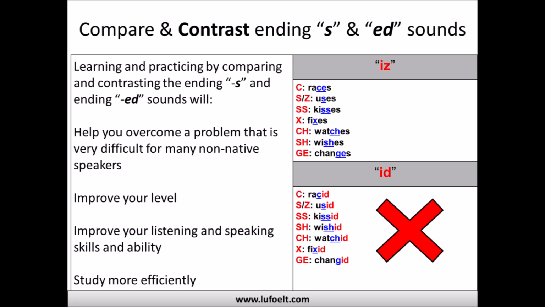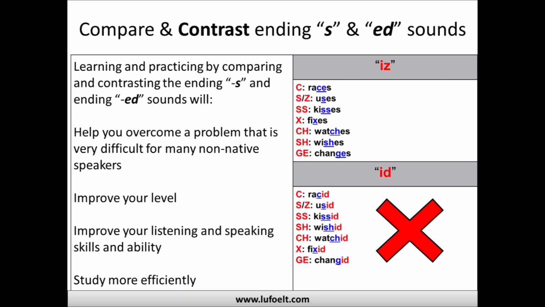So comparing and contrasting the ending S and ending ED sound is very helpful for your pronunciation to avoid these kinds of mistakes and really help you to take the next step to move from maybe an intermediate level speaker to an upper intermediate or more advanced speaker. And it can also help with your listening ability when you're listening to native speakers as well.